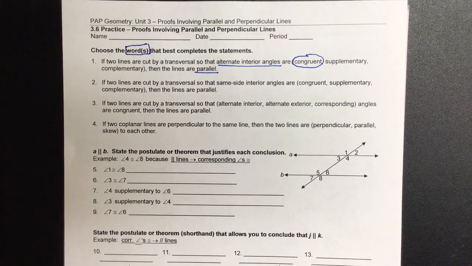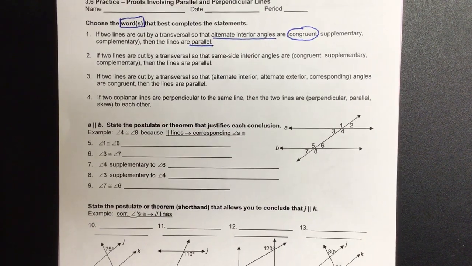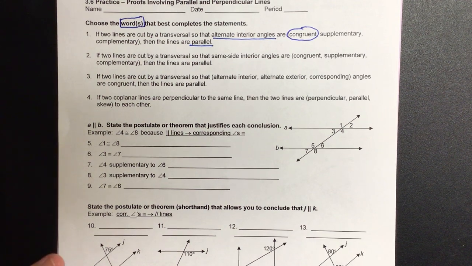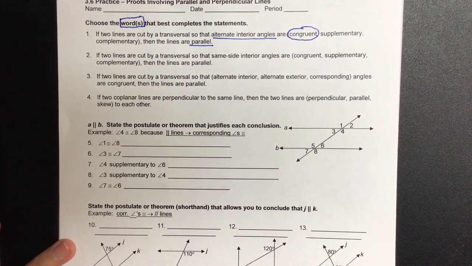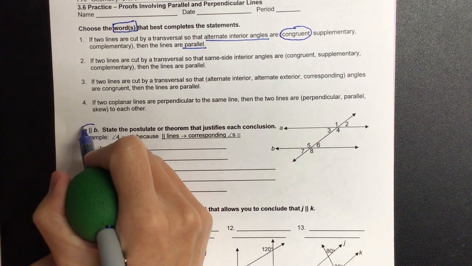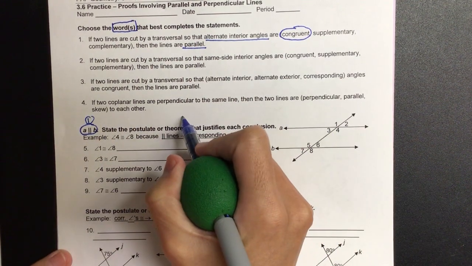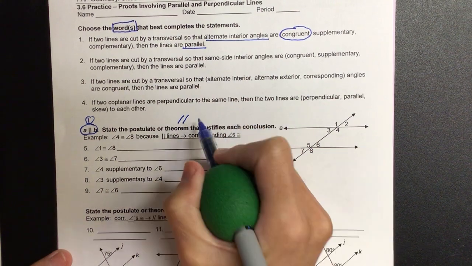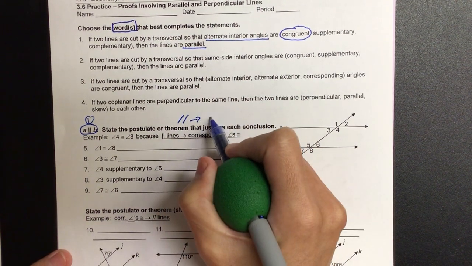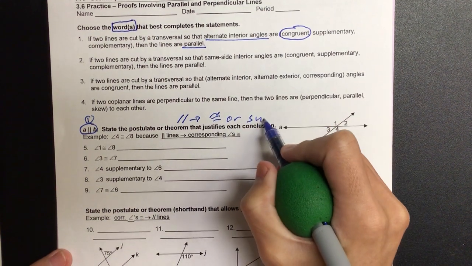Okay, Sophia, let's read the instruction above number 5. State the postulate or theorem that justifies each conclusion. So I'm giving to you that A is parallel to B. That's a given statement. So my statement should always say if two lines are parallel, then something. And typically, then something is either congruent to or supplementary.